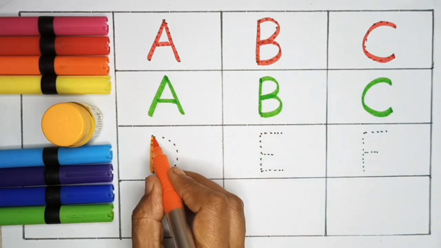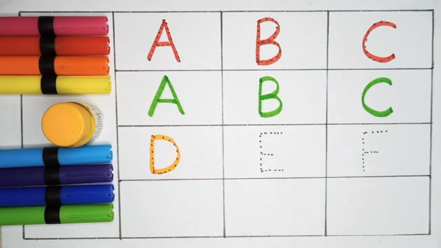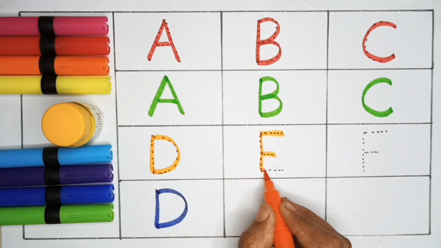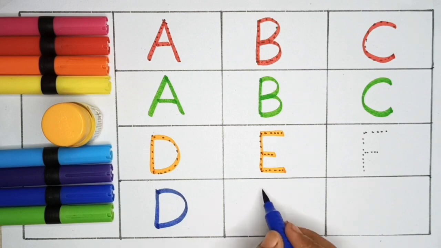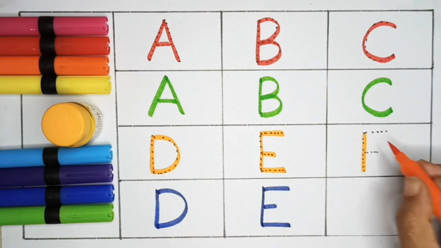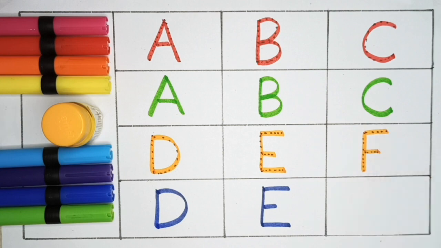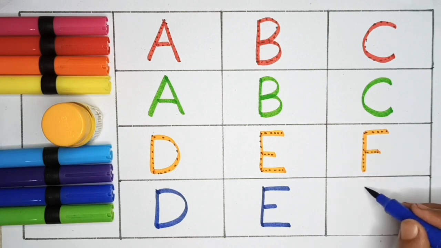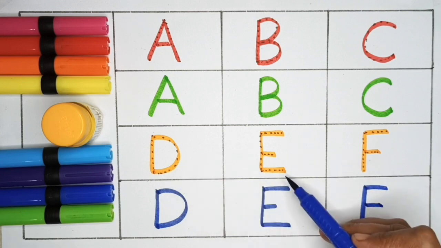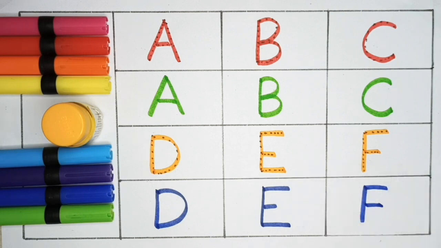D, D for dog. E, E for elephant. F, F for fish. D, E, F. Thank you.